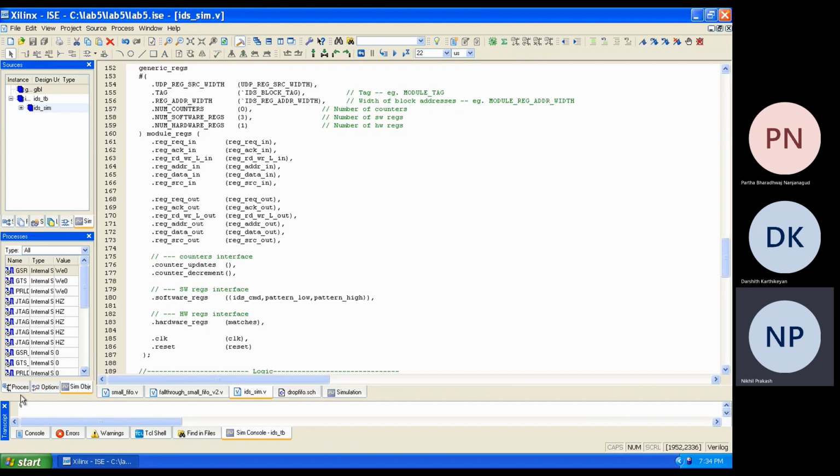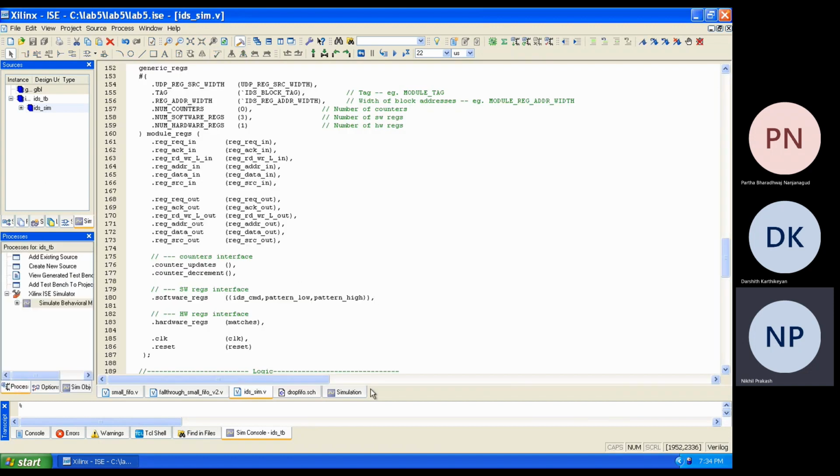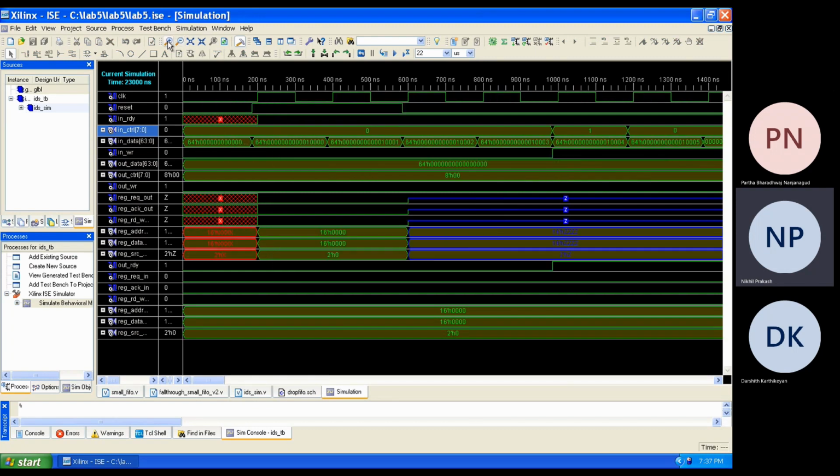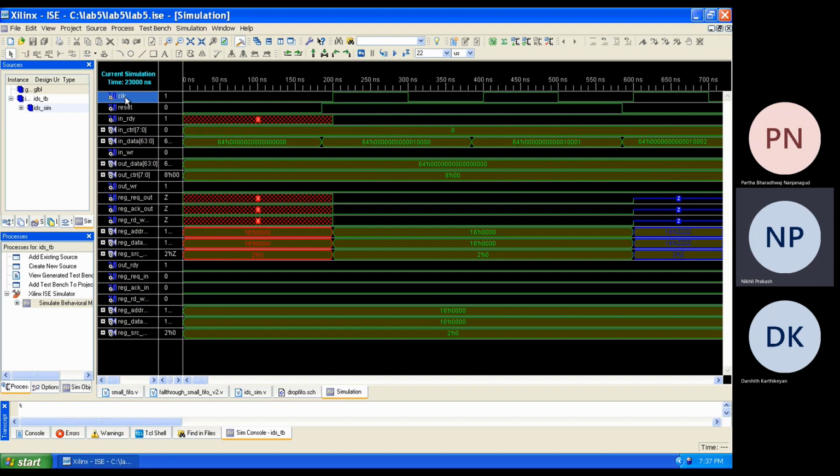So when we actually run the behavioral simulation of this, okay, this is the behavioral simulation. The main signals we are interested in are up to out underscore control, the rest we don't need to bother about. This is obviously the clock signal, the reset, and then the input in underscore control and in underscore data is the actual input.